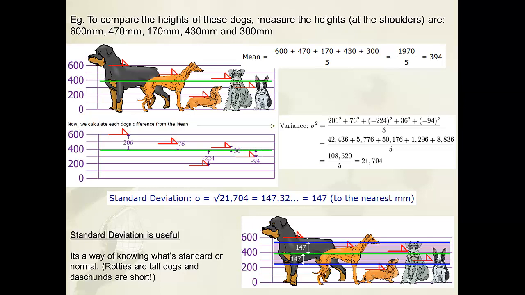Notice that some of them are negative numbers. So this is where we've got 170 minus 394 gives us negative 224. We're going to square that. And if we add all of those together and divide by how many dogs there were, there were 5, so divide by 5, we get 21,704. Now this isn't the standard deviation, this is the variance. Now to get the standard deviation, we'll take the square root of that answer and we'll get 147. Now this is 0.32, but remember, significant figures, it's going to be 147.